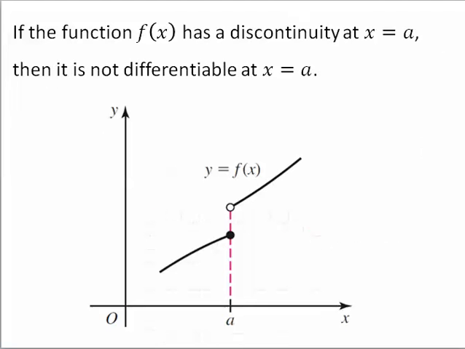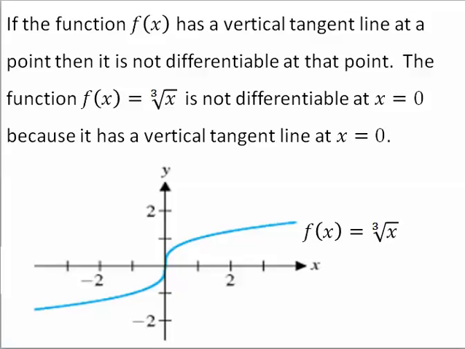Also, if a function is not continuous at a point, then it's not differentiable at that point. Another possibility is the function having a vertical tangent line at a point. So your tangent line is going straight up and down. Well, then we say that the slope of that line is undefined, and so the function would not be differentiable there.